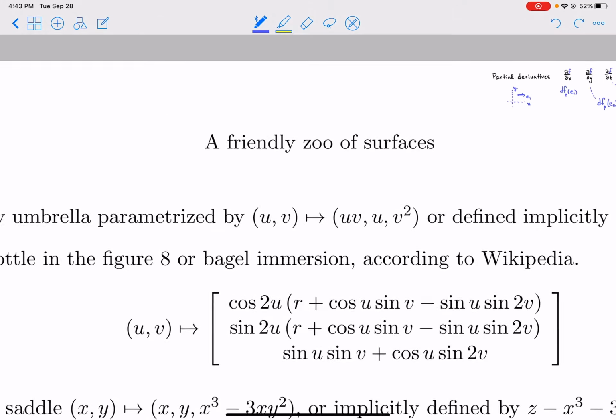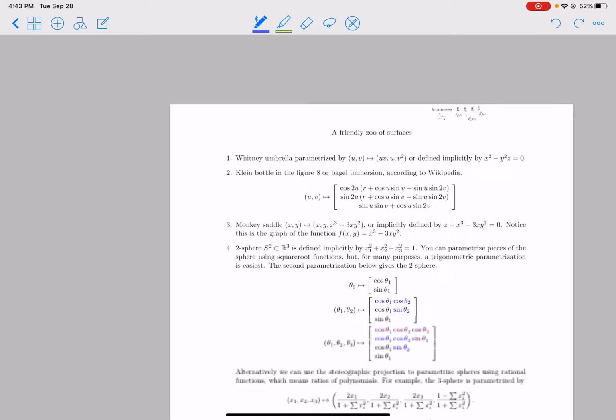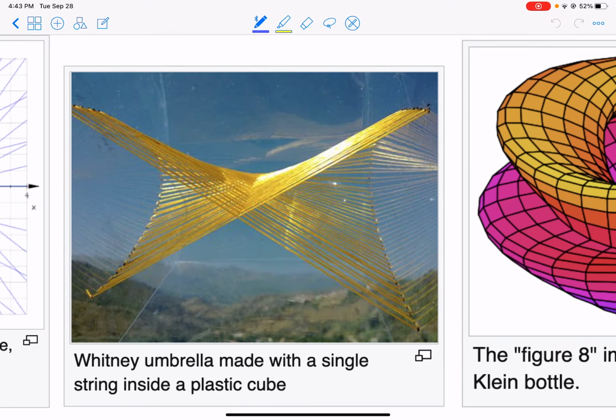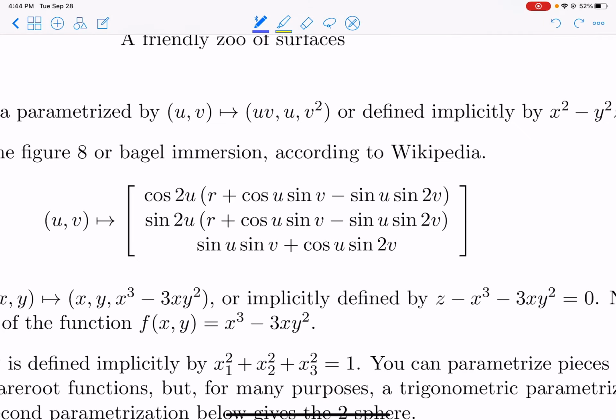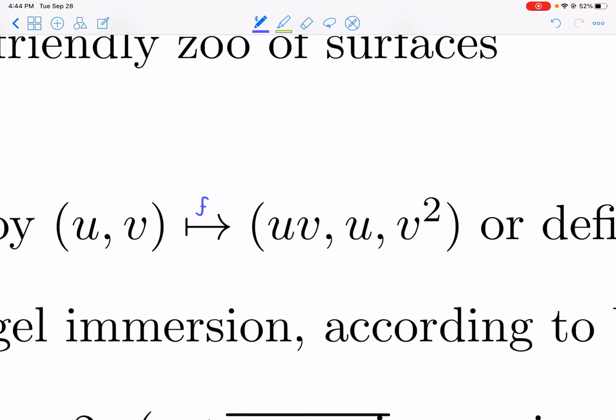Here's a map. It gives something called the Whitney umbrella. Maybe I have a picture. Yeah, here it is. This is what that map looks like. It's this Whitney umbrella. And so here's the map. Let's call it F. Well, then what is partial f partial u? Well, we named one of the inputs u. And f has three outputs. So we take partial u of the first component function, partial u of the second component function, and partial u of the third component function.